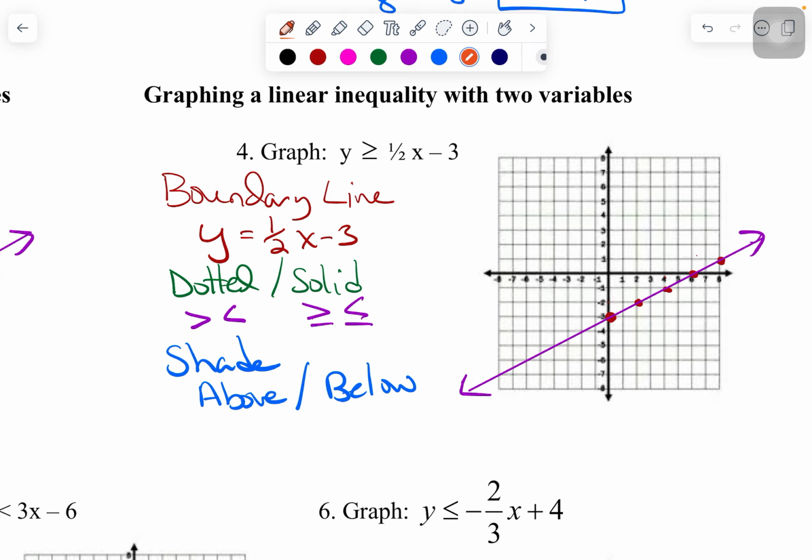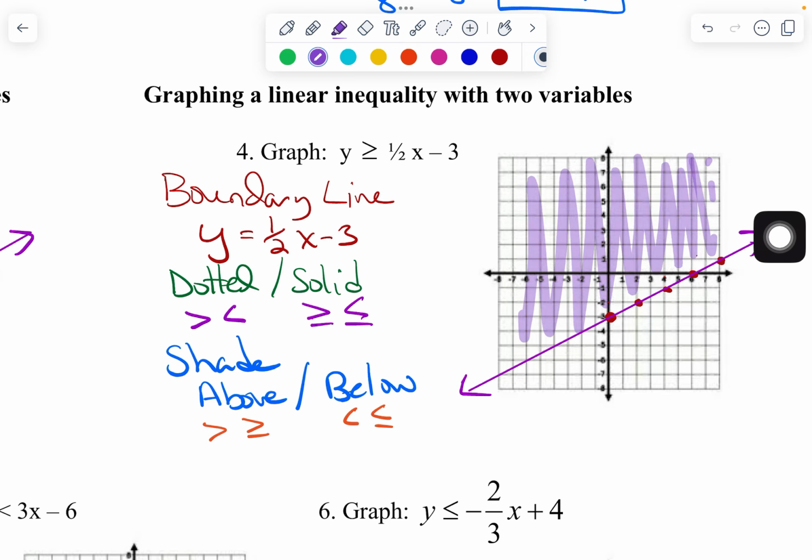So if you're going to shade above the boundary line, so here's your boundary line, if you're going to shade above it, your inequality is going to be greater than or equal to. If you're going to shade from your boundary line and below, you're going to do less than or equal to. So your inequality sign is going to give you a lot of information. It's going to tell you whether you're dotted or solid for your boundary line, and then your shading: if it's greater than, we're shading above. If it is less than, we're shading below. And so for our inequality, we want y to be greater than 1/2 x minus 3, so greater than that boundary line. So that means from my boundary line, I am going to shade above it.